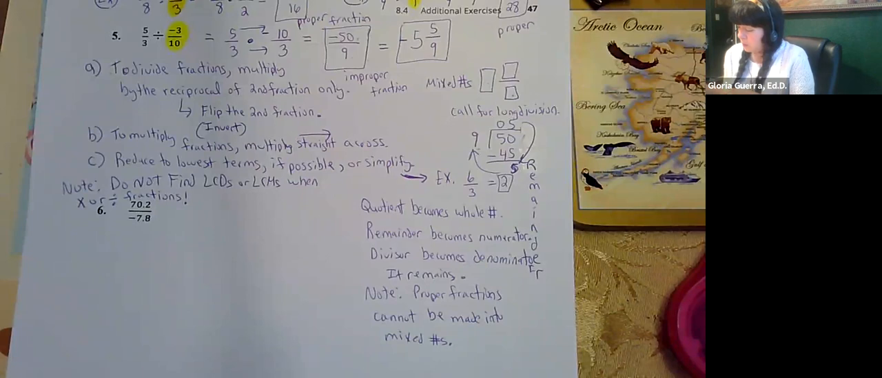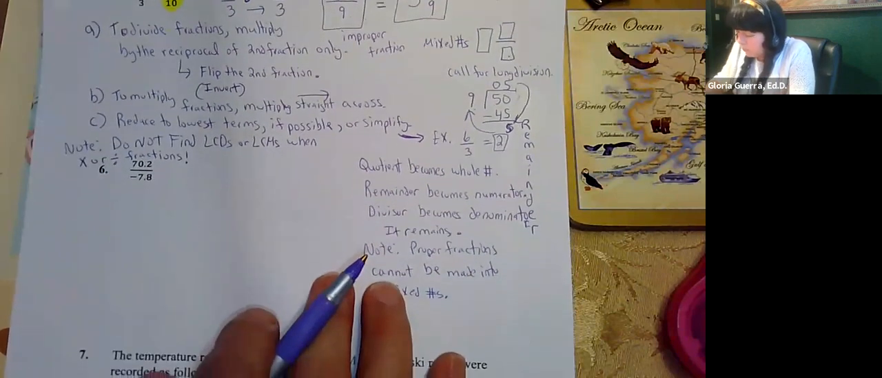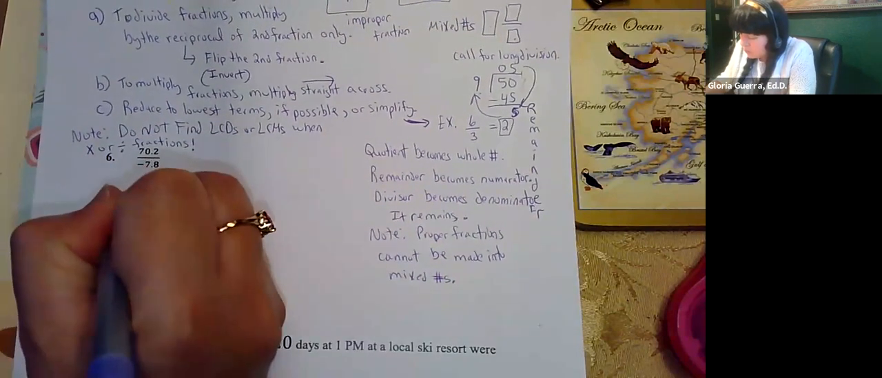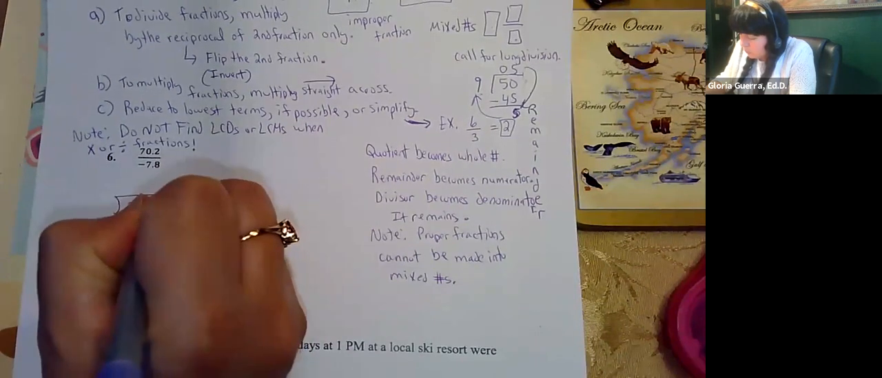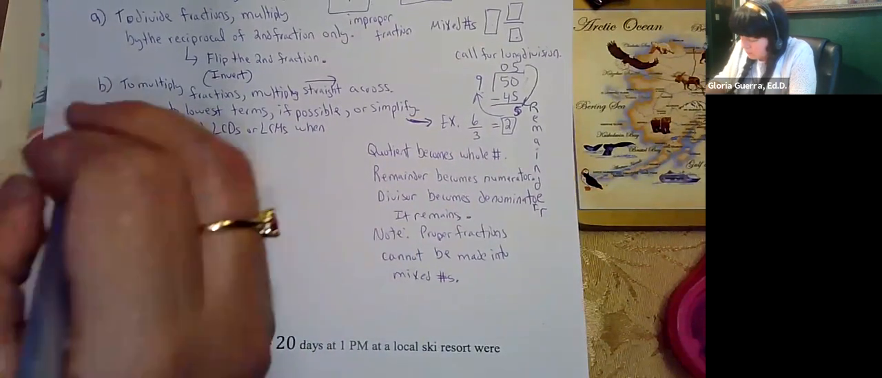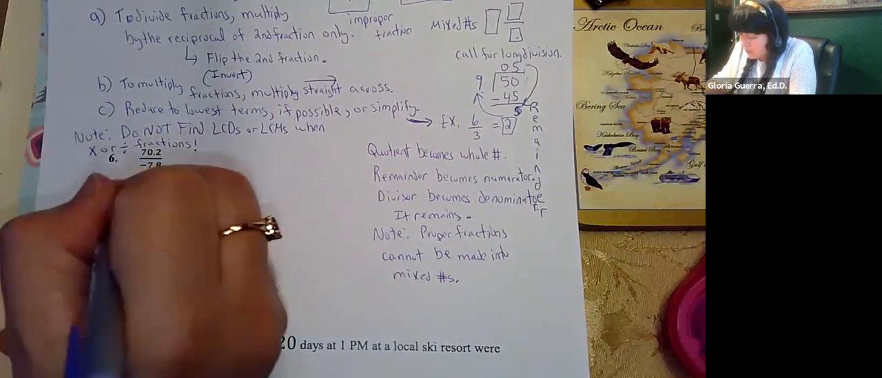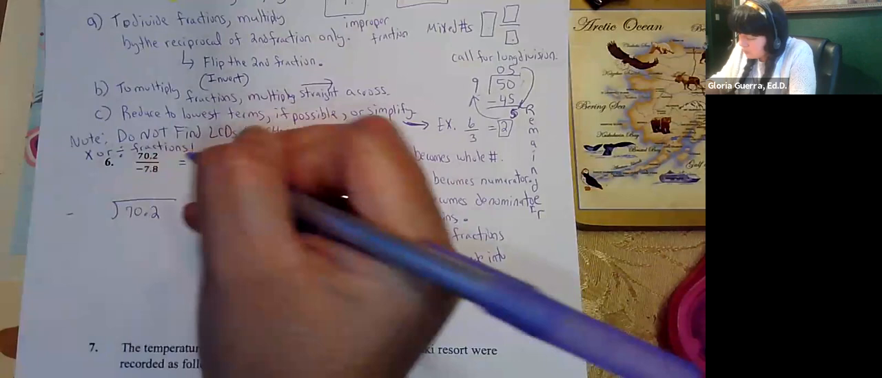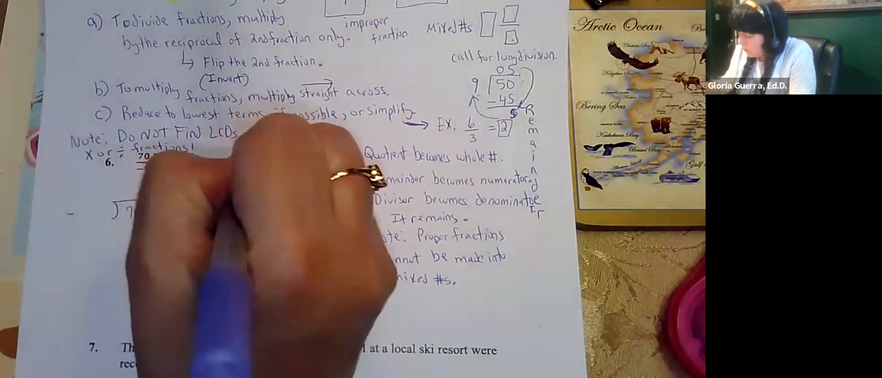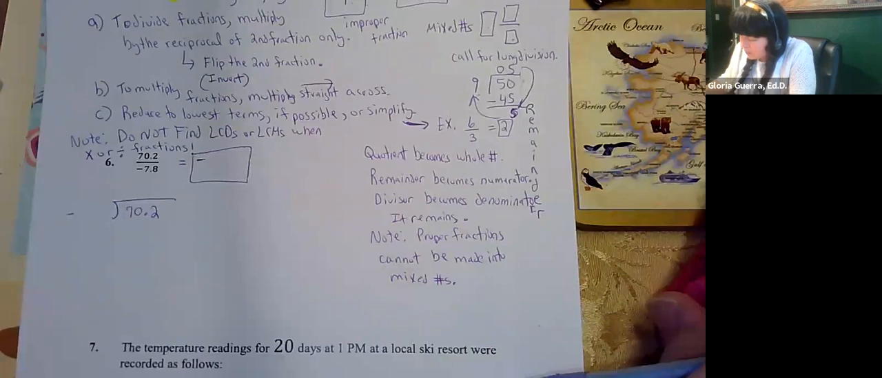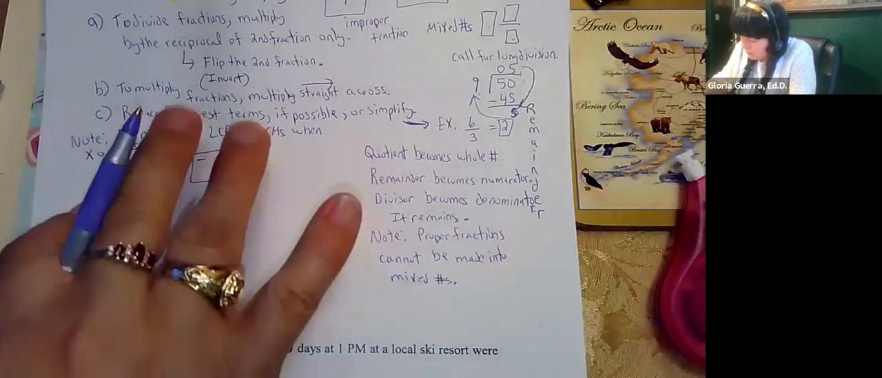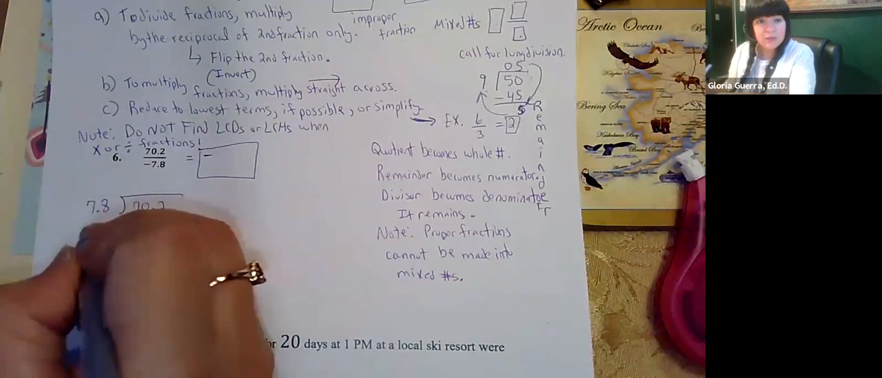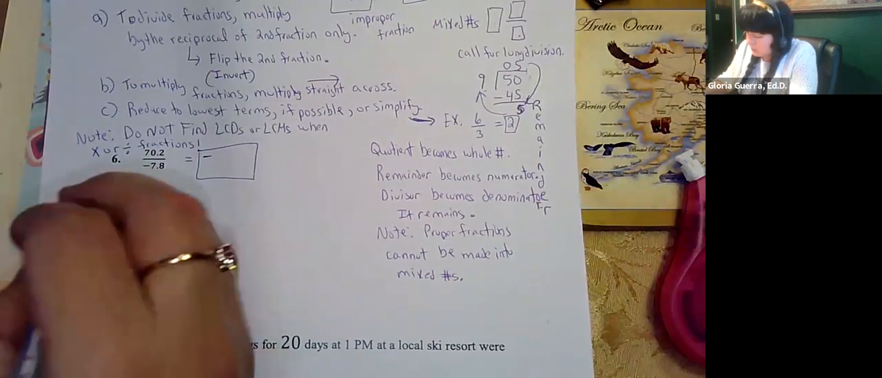Okay, and then on number 6, 70 and 2/10 divided by -7 and 8/10. So remember how to set this up with long division. Remember the top number, the numerator, goes inside the house. And I know that's a negative. Different signs produce negative results. Let me just put the negative right here. Okay, and then I'm dividing that by 7.8. Now remember what we said about this being a divisor.